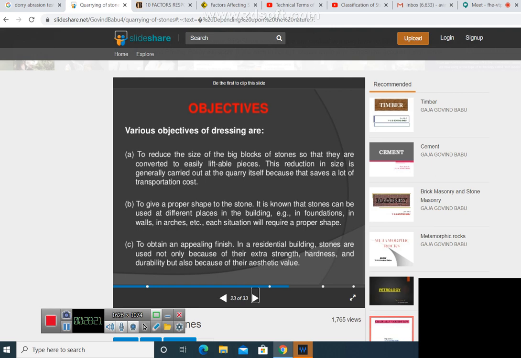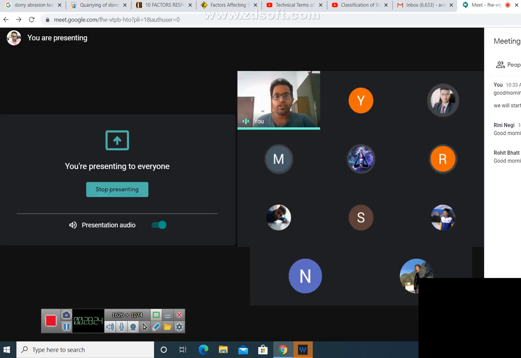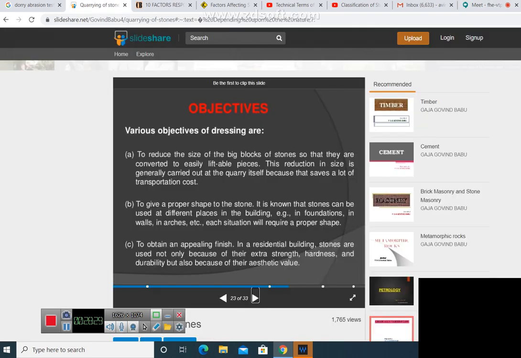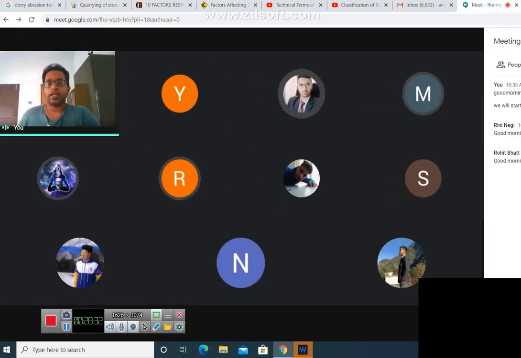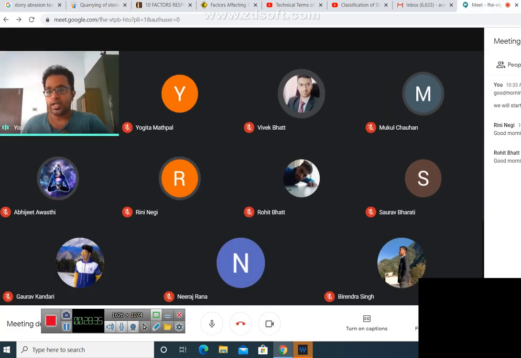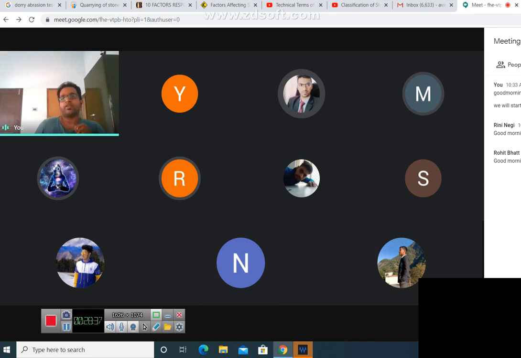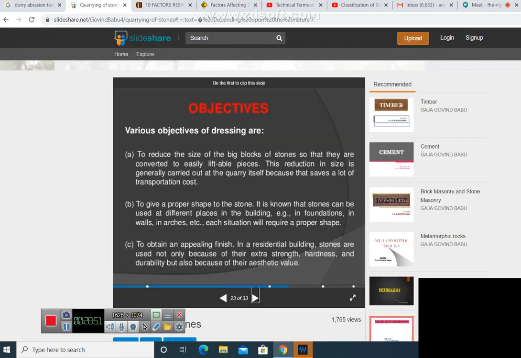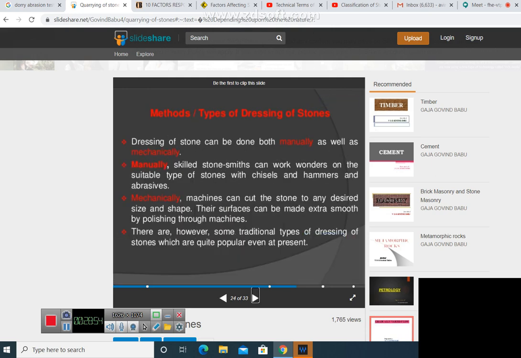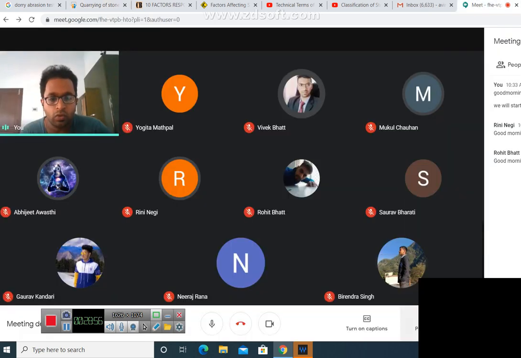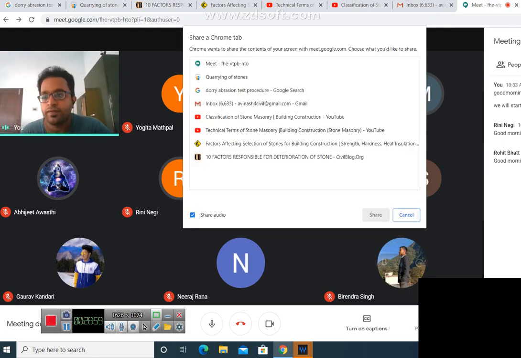Second one, to give a proper shape to the stone. Depending on the location in which you are going to use the stone, you will be providing a proper appearance to the stone. And third one is, especially in case of buildings like residential buildings, where the aesthetic importance, the beauty of the building, is a very important consideration. In such cases also, to make sure that the stone which you are using for construction is beautiful, you should make sure that the stone is properly dressed. So, these are the different objectives of dressing. Now, let us see the different methods of dressing.